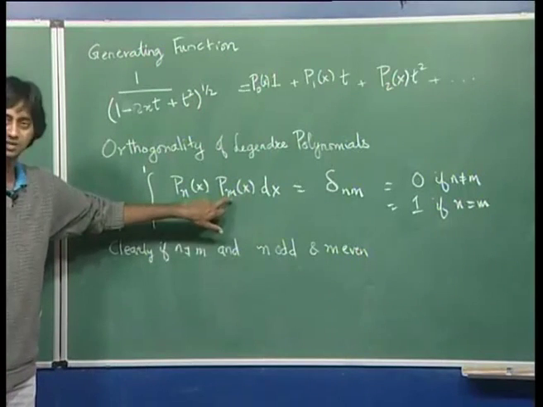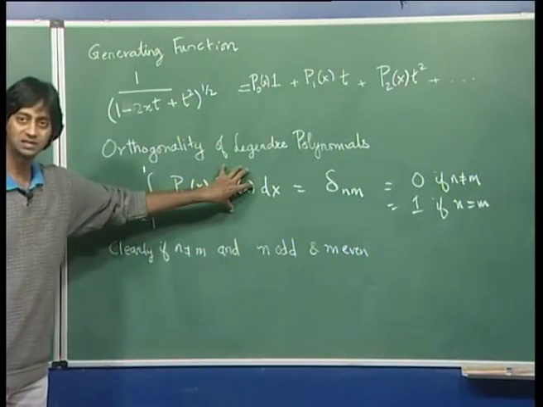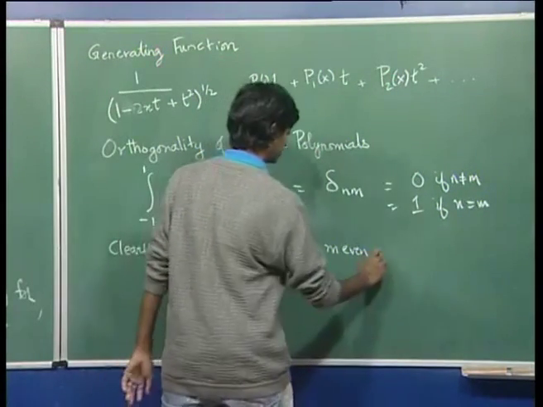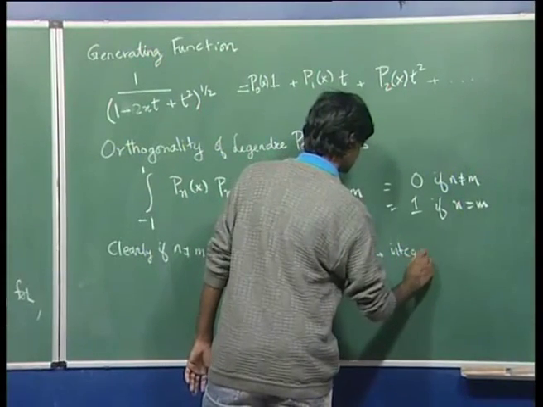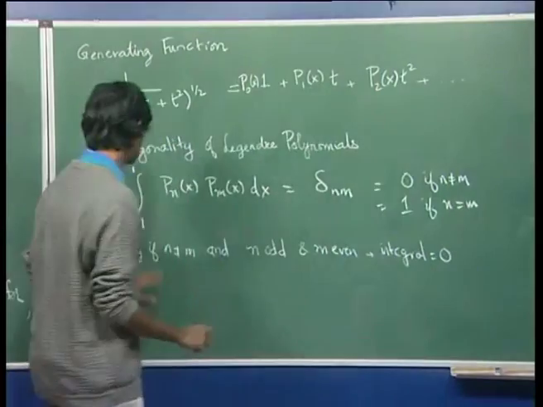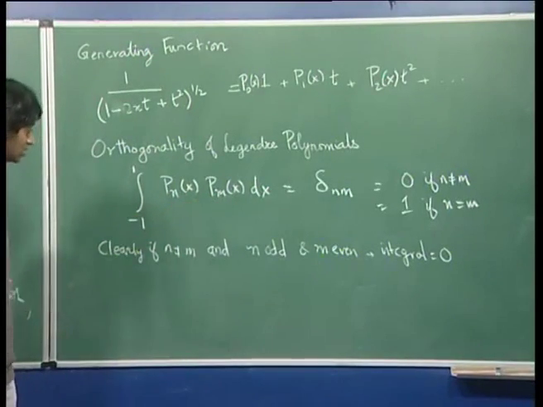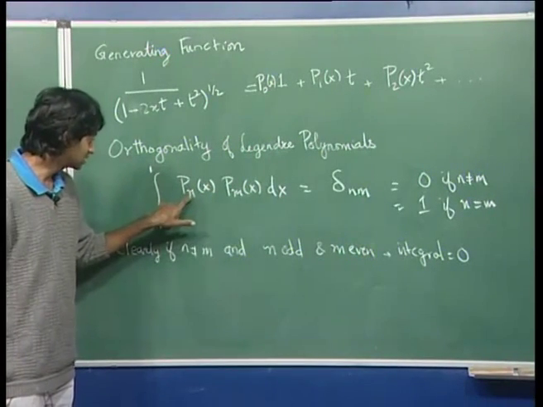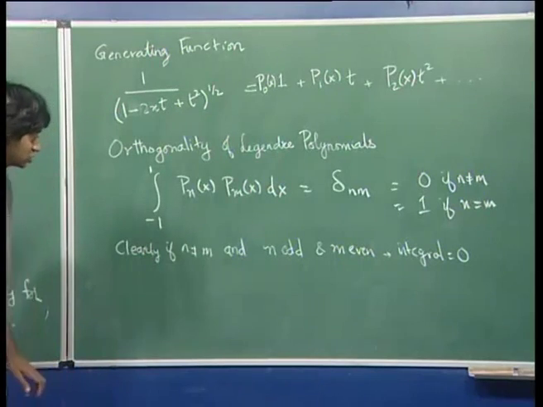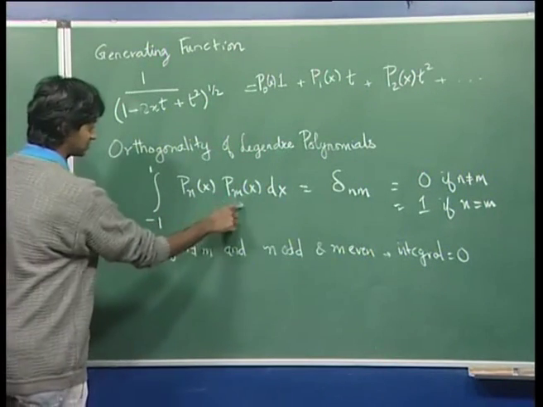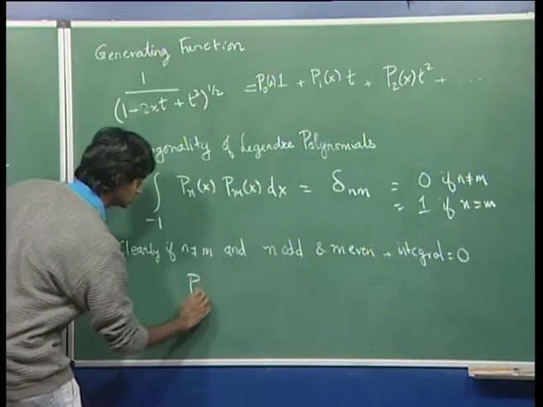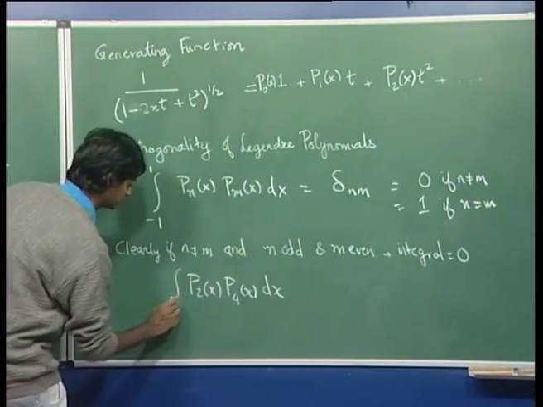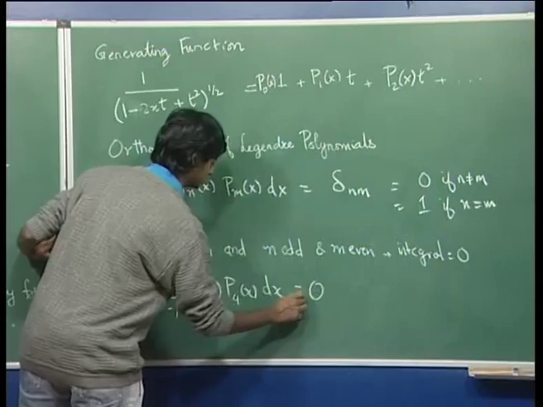So if one of them is odd, one of them is even, then you have an odd function multiplying an even function, their product is an odd function, then clearly the integral is equal to 0. But even if both are even functions, and n is not equal to m, it turns out to be 0. So suppose I take p2 times p4 dx from minus 1 to 1, this turns out to be equal to 0.